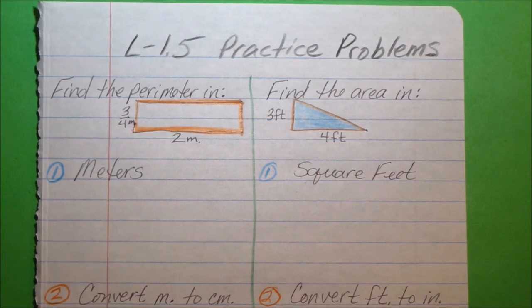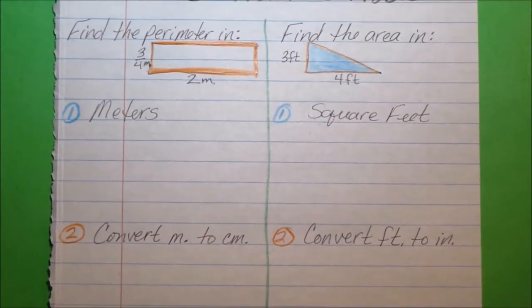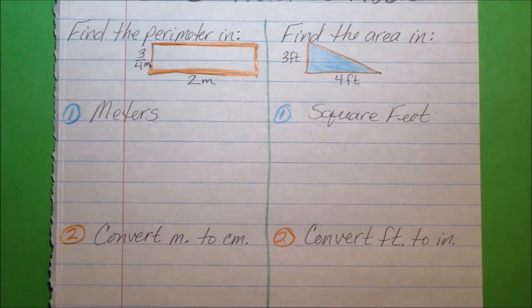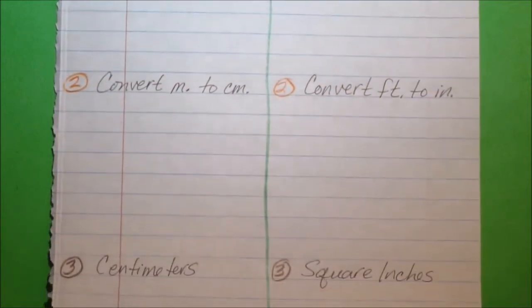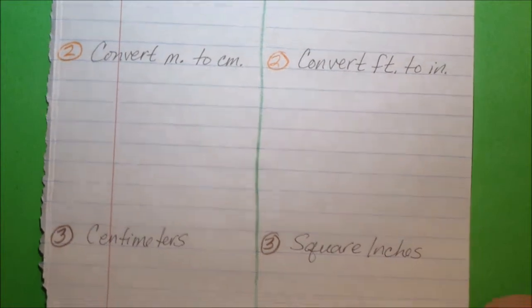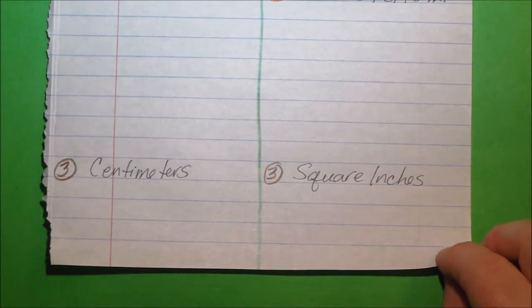All right, so problem number 1, let's just look at the perimeter one first. You'll want to set up your paper so that you could see the shape, and then step 1 is to work out the perimeter in meters. Step 2 is to convert meters to centimeters. And then step 3 is to work out your calculations for the same shape in centimeters.